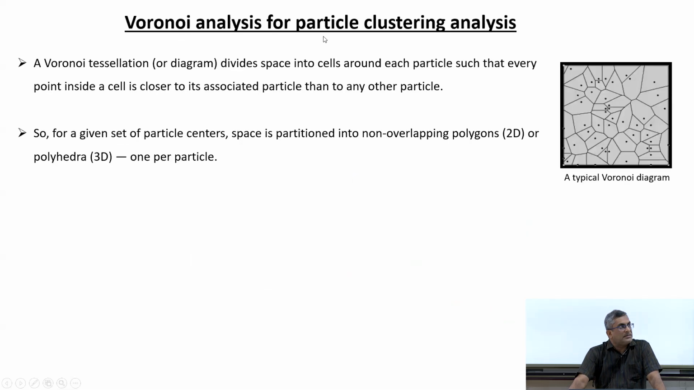Next technique is called Voronoi analysis for particle clustering. So, what is a Voronoi analysis? Basically, a Voronoi tessellation or diagram divides the space into cells around each particle such that every point inside a cell is closer to that particle than to any other particle. Let me repeat. Here, imagine you have some particles and you have drawn the Voronoi cells. How do we draw it? That is a different thing. Imagine this has been drawn.